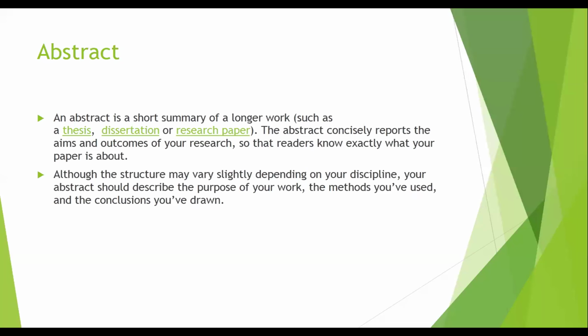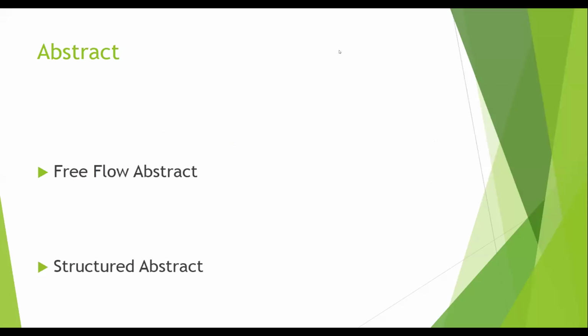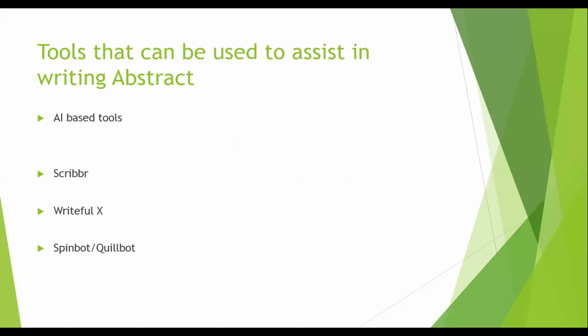When it comes to a structured abstract, the information would be presented under designated headings. So you have background, under which you present the background information. You have method, under which you present the participant, stimulus, and procedure related information. So you write the different sections under the designated headings. Now if you go to the question which connects my presentation with this, are there any tools which can help you to write the abstract? Yes, there are certain AI based tools. There is something called Scribr, WriteFulX, Spinboard, Quillboard, etc.